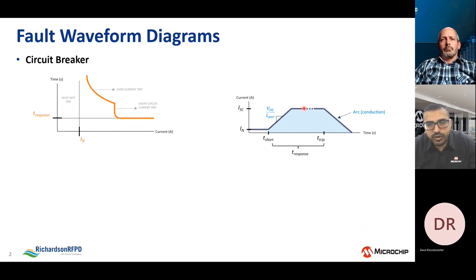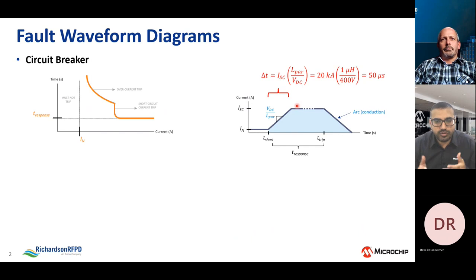Another thing to point out is the current will rise up at a rate of the supply voltage over the inductance. And just with this one example, we're showing that it could reach 20,000 amps within 50 microseconds, assuming a bus inductance or source inductance of a microhenry and 400 volts bus voltage. Okay, so this is just a typical illustration or example of a conventional circuit breaker.